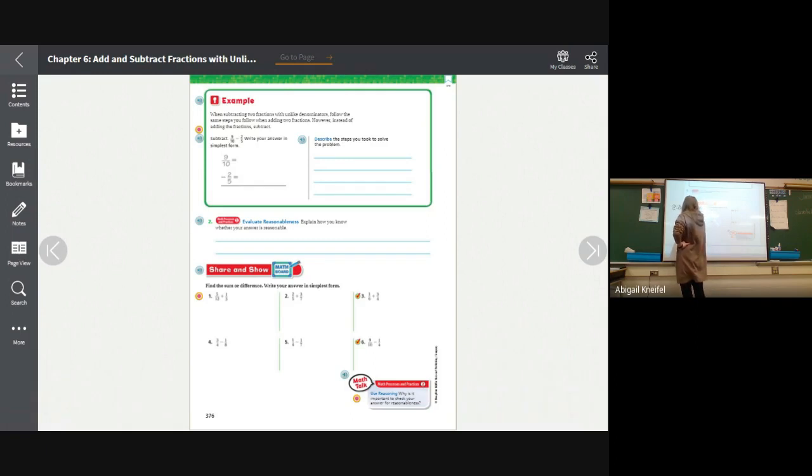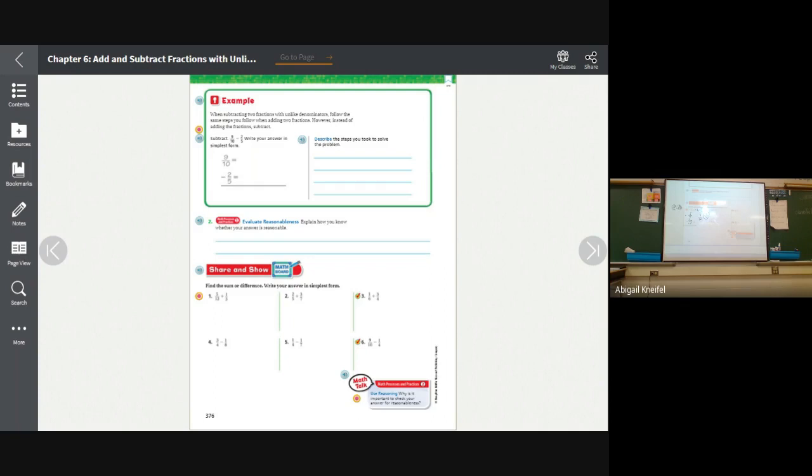Now I have 5/12 plus 4/12. What is 5 plus 4? 9. And then my denominator is the same, 12. And guess what? That is not in its simplest form because both of those can be divided by 3. 9 divided by 3 is 3. 12 divided by 3 is 4. So our simplest form is 3/4. Abby, just follow along, okay?